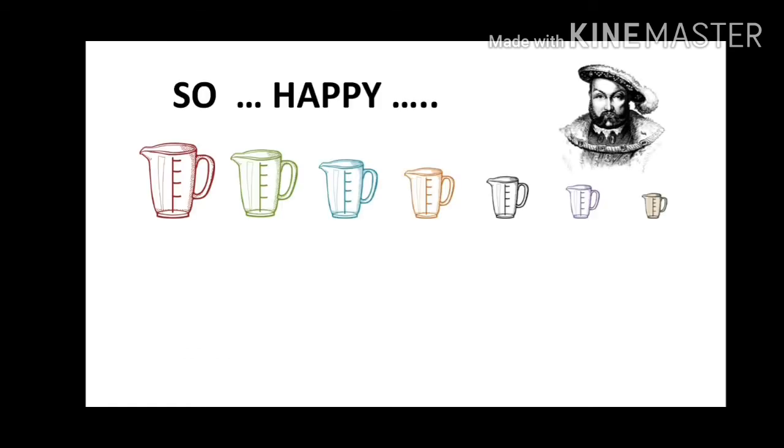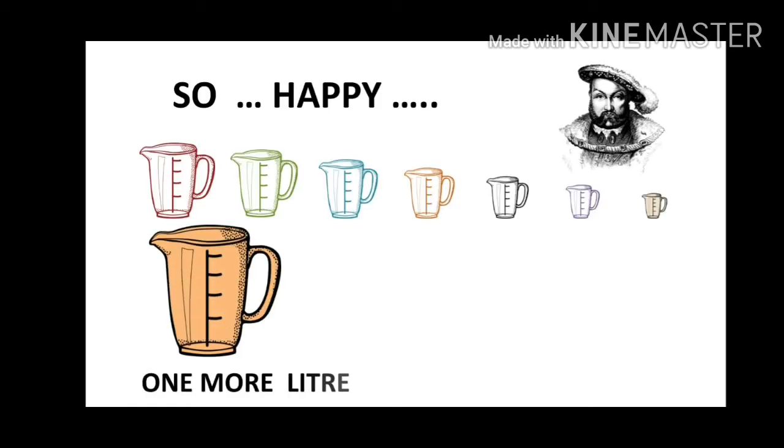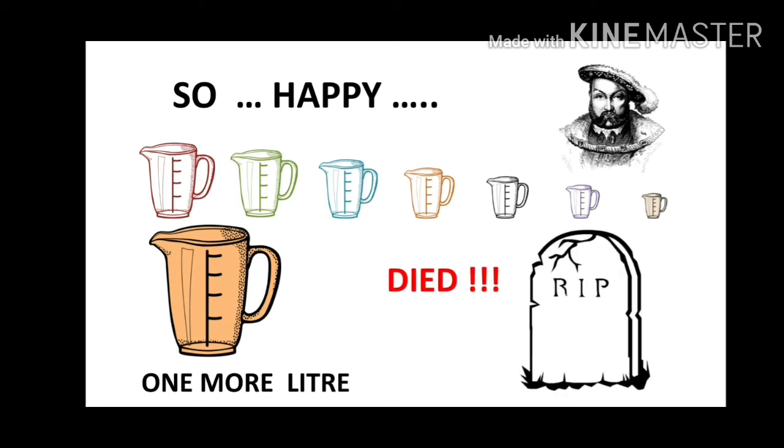Now King Henry, seeing this arrangement, was so happy that he ordered one more liter of chocolate milk. He was already filled up because he had it at breakfast, lunch, and dinner, all day. But still he wanted to drink more. But alas, his stomach burst and he died.